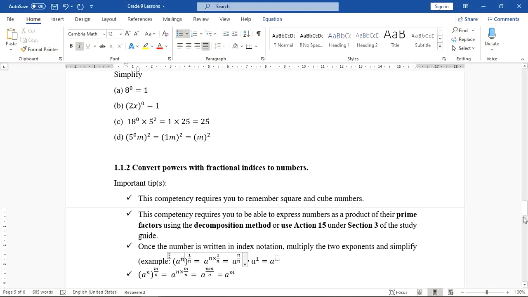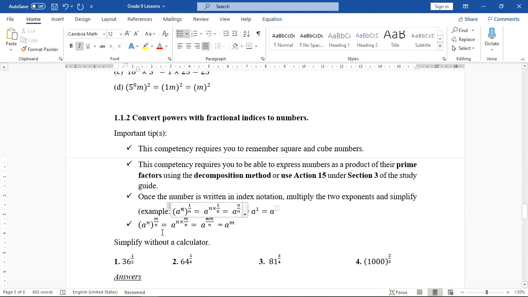Now what if this time around I have n over m? I don't have 1 over a number, I have a number over another number. You just do the same thing. You multiply n by m, and then you divide, so n times m over n. The n will cancel each other, and you end up with a exponent m. I think you'll be able to understand this if we do an example with some numbers.